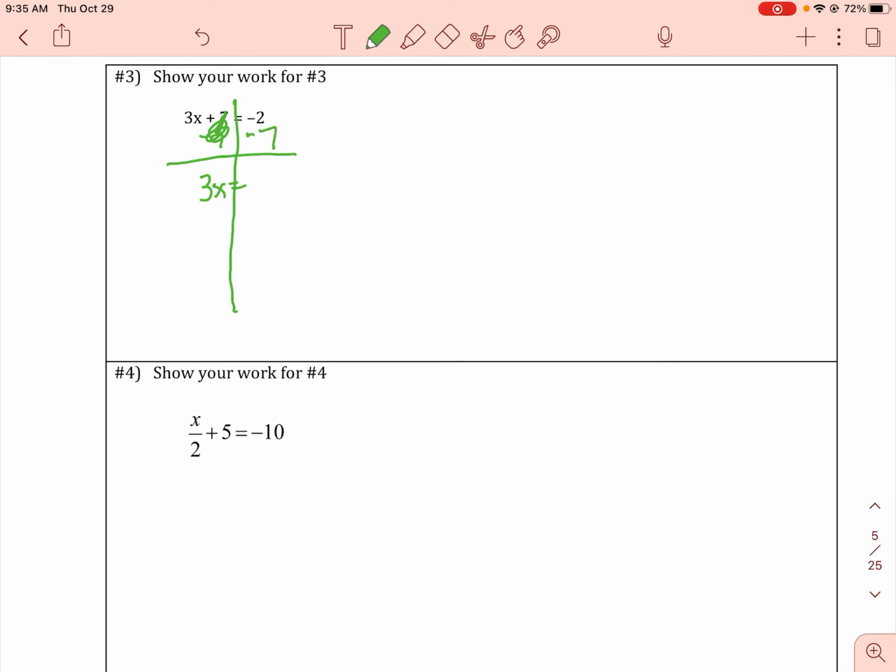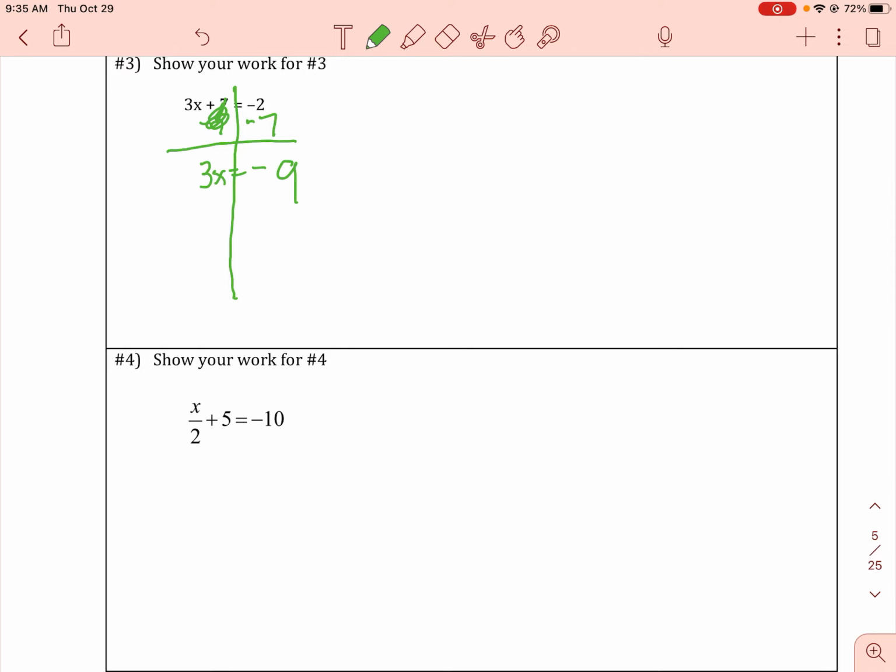Be careful here. Negative 2 minus 7 gives me negative 9. Don't forget about those negatives. This is why showing your work is so important. Now to undo the multiplication, because it's 3 times x on the left side of the line, I have to divide. I divide by 3, which leaves me with just x. What you do to one side, we do to the other to keep the equation equal and balanced. Negative 9 divided by 3 is negative 3. And we're done.